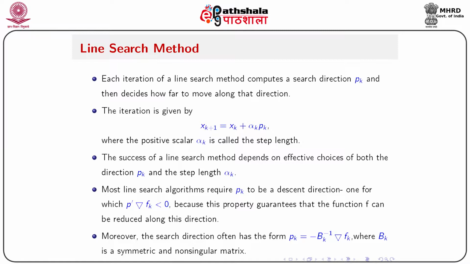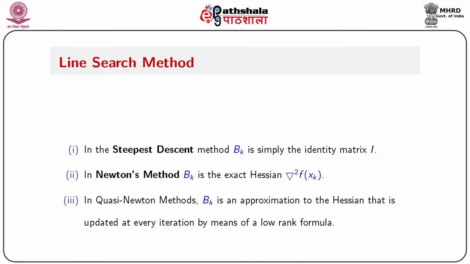Moreover, the search direction often has the form pk equals minus bk inverse times gradient fk, where bk is a symmetric and non-singular matrix. The more common line search methods are steepest descent, Newton's method, and quasi-Newton methods. In the steepest descent method, bk is simply the identity matrix I. In Newton's method, bk is exactly the Hessian, the second derivative of f at xk, and in quasi-Newton methods, bk is an approximation to the Hessian that is updated at every iteration by means of a low-rank formula.